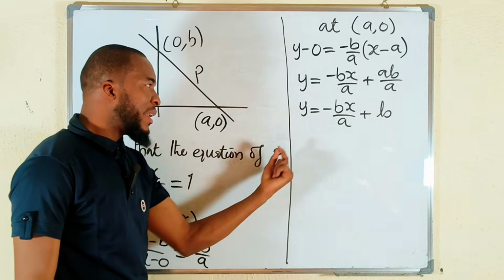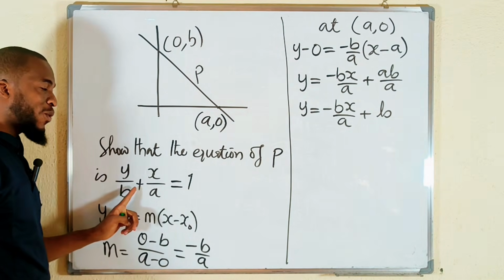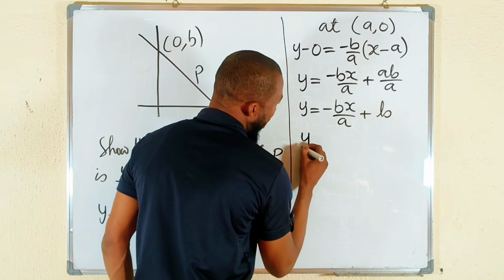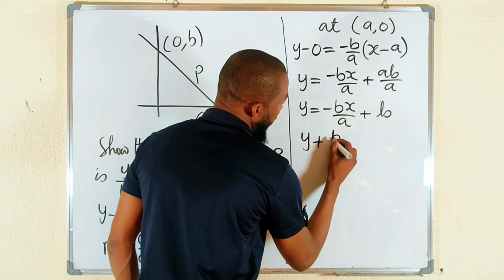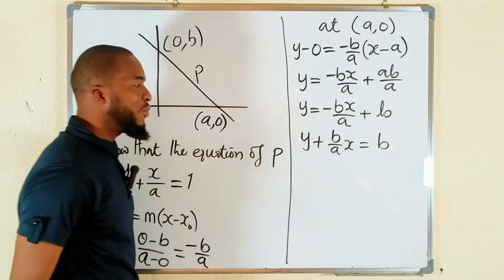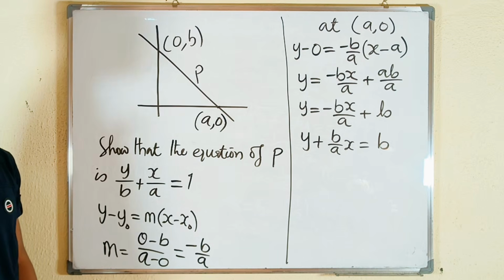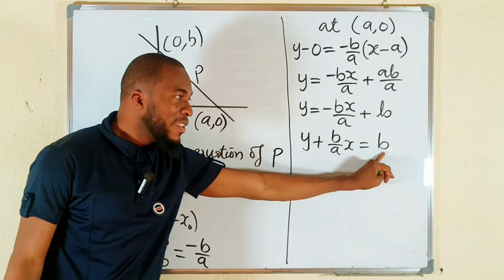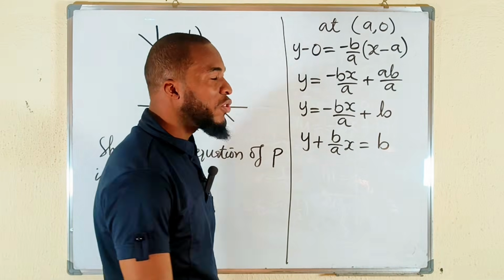Let me bring this one to the left because I know I have a term of y and a term of x to the left. So let me bring them back. I have y plus b divided by a times x equal to b. What should we do next? Divide every single term by b, because I have 1 here. By dividing this b by itself, you're going to get 1.